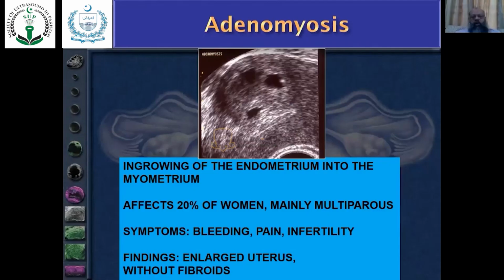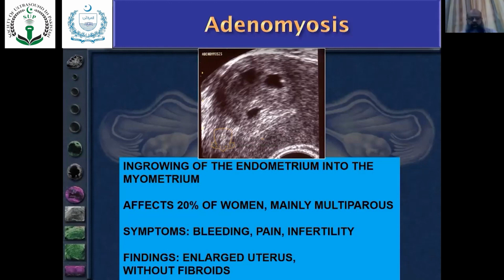Then is adenomyosis, ingrowing of the endometrium into the myometrium. The endometrial tissues are grown into the myometrium, and once there is menstruation, during menstrual days, these tissues, which are the endometrial tissues lying embedded in the myometrium, will start bleeding, and this is blood inside, they will appear like this. But if we scan this patient during non-menstrual phase, during proliferative or secretory or ovulatory phase, we will not get these cystic areas.